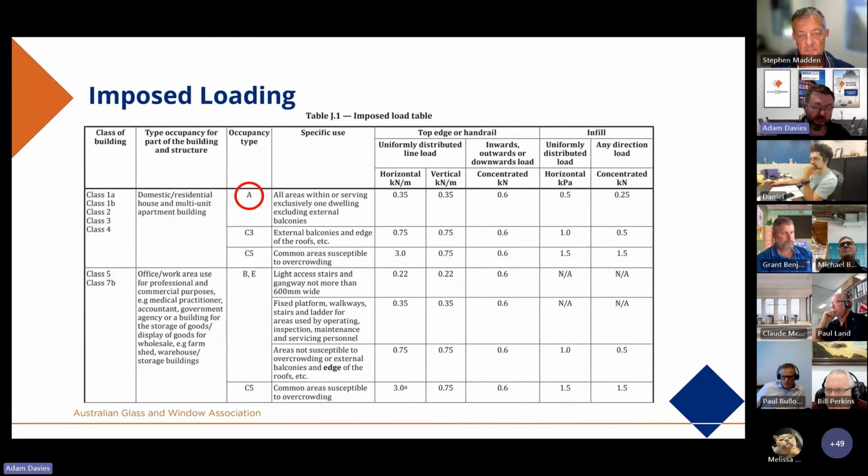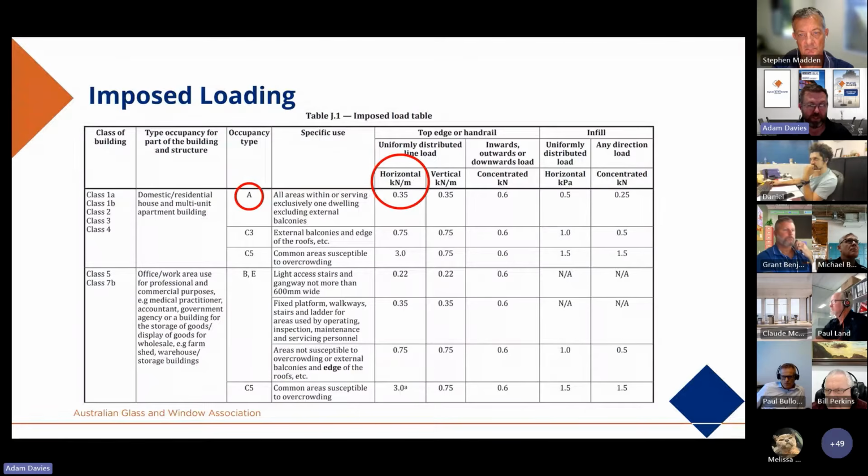So the first slide I showed where it was internal landings or stairways. So that's loading class A. And you can see that with every occupancy type, there are 5 primary loads there. We're going to discuss these in more detail, but we're going to highlight one particular load, and that is the horizontal uniformly distributed line load. This is a kilonewton force per metre that is applied to barriers. And in the case of class A, that's 0.35 kilonewtons per metre.